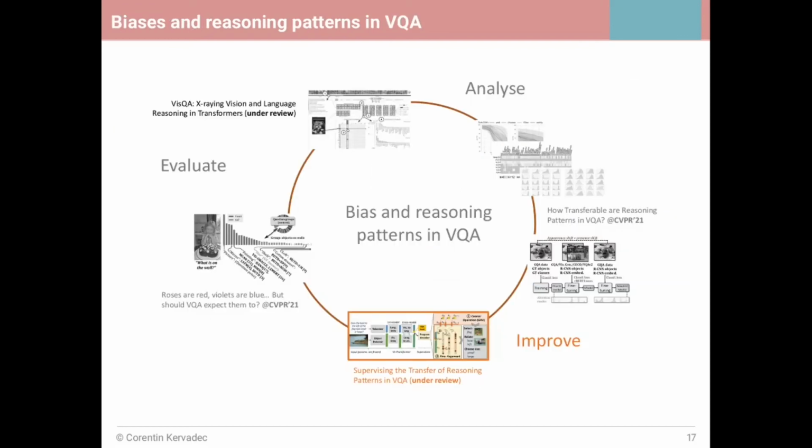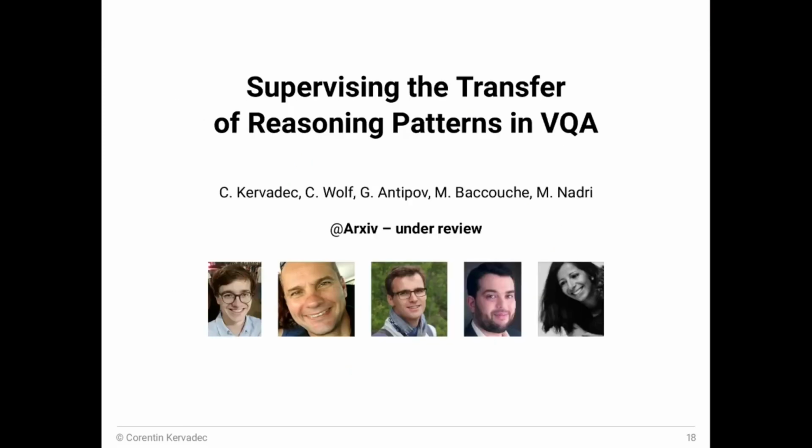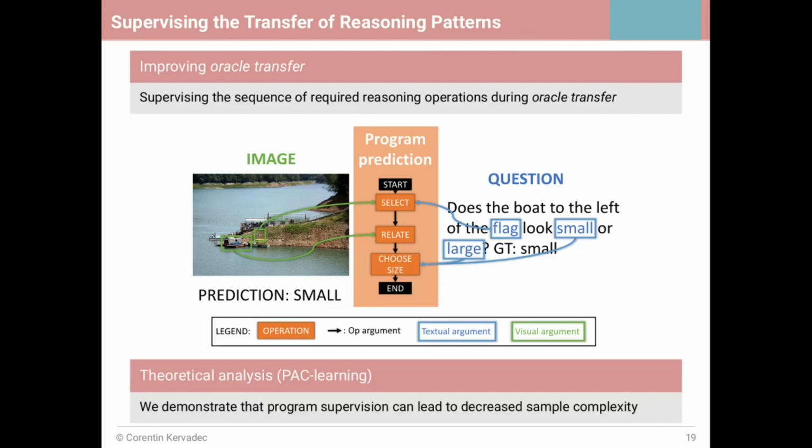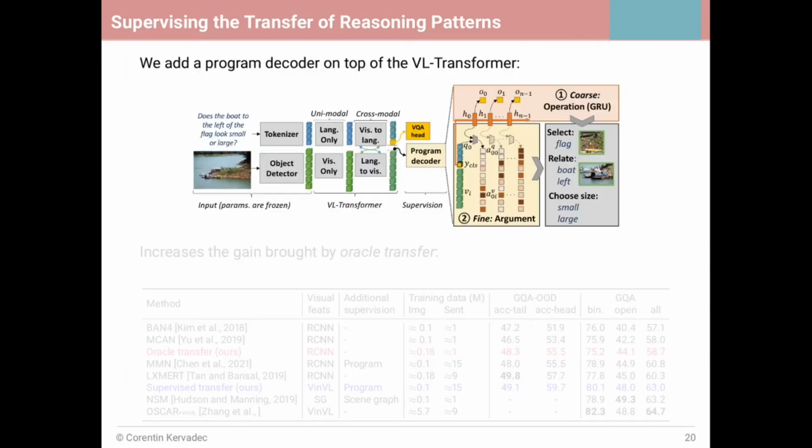Finally, our latest work proposes to extend the study of the Oracle transfer in order to improve it. For this purpose, we supervise the VQA model to predict the sequence of reasoning operations required to answer the question during the transfer. In addition, we provide a theoretical analysis based on PAC learning, demonstrating that such supervision can lead to decreased sample complexity. We implement the method by adding a program decoder on top of the vision language transformer.